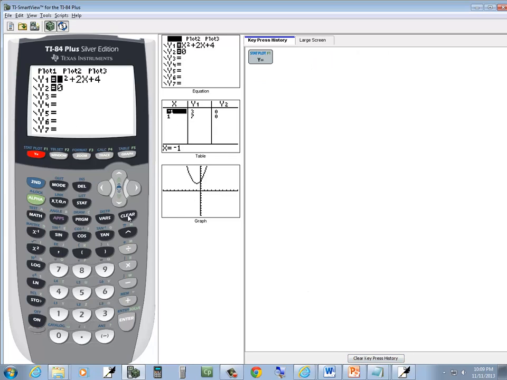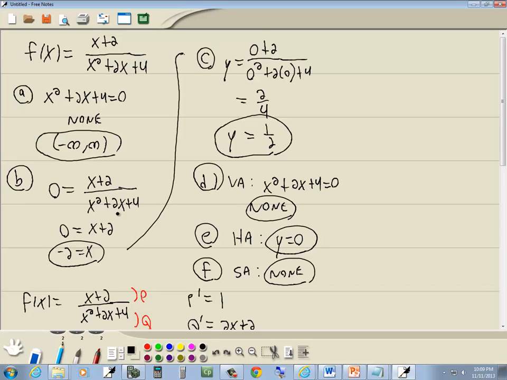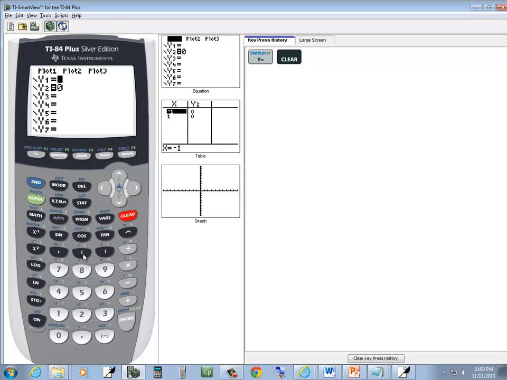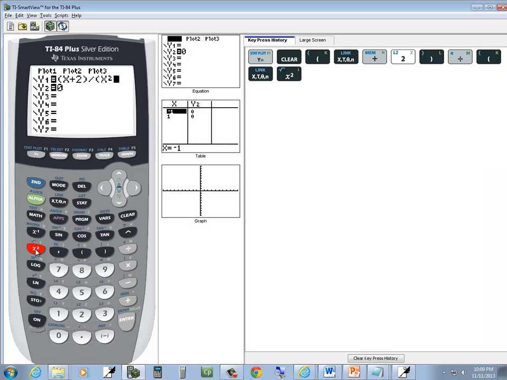So I'll press y equals clear. The key to graphing rational is you have to put parentheses around top and parentheses around the bottom when you're plugging it in. So we got parentheses, x plus 2, closing parentheses divided by beginning parentheses, x squared plus 2x plus 4, closing parentheses.